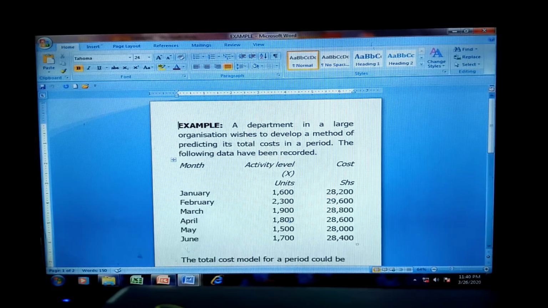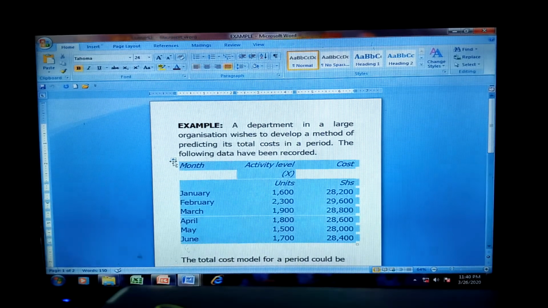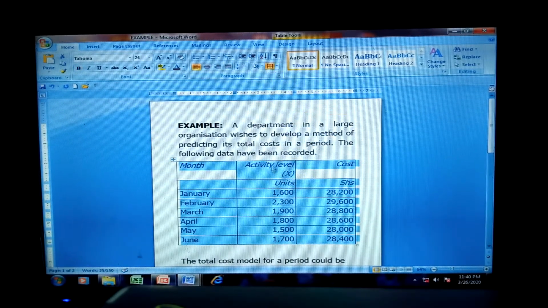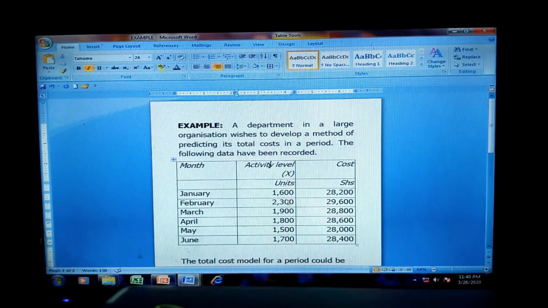Now, as I told you, in the high-low method, always go through the data. This is our data about costs and the activity level. I told you that always select the cost at the highest activity level. Now, what is our highest activity level in this case? Our highest activity level is in February, where we have 300 units. And the cost at that highest activity level is 29,600.